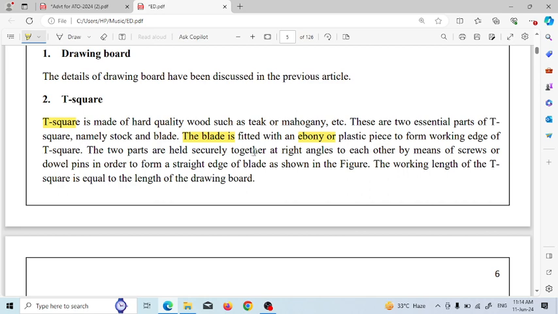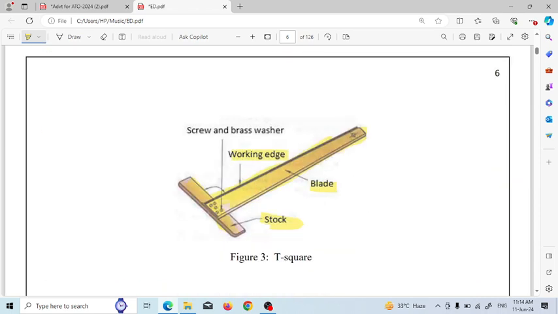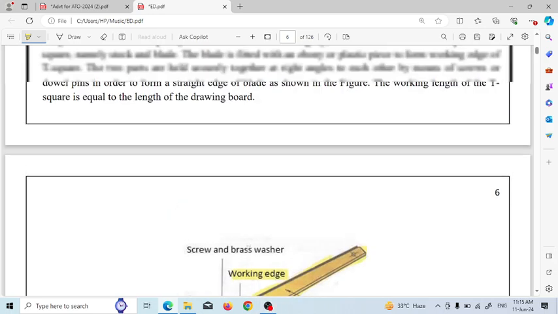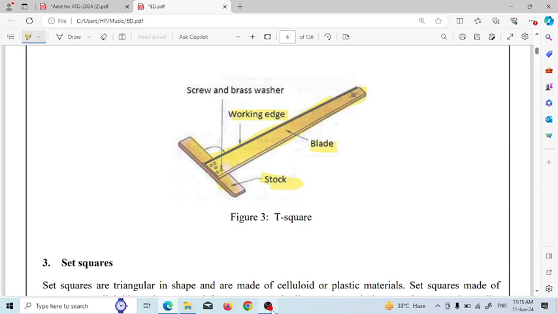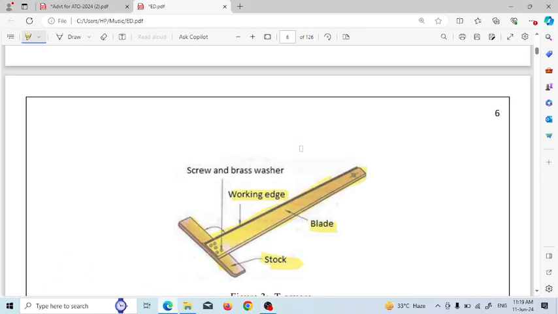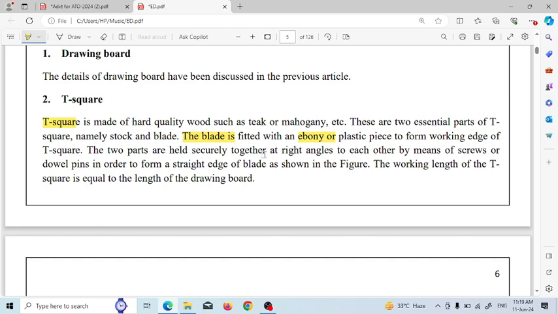Next, the two parts are held securely together at right angle to each other. These stock and blade are held together at right angle by means of screw or dowel pins in order to form a straight edge of blade as shown in the figure. The working length of T square is equal to the length of the drawing board.